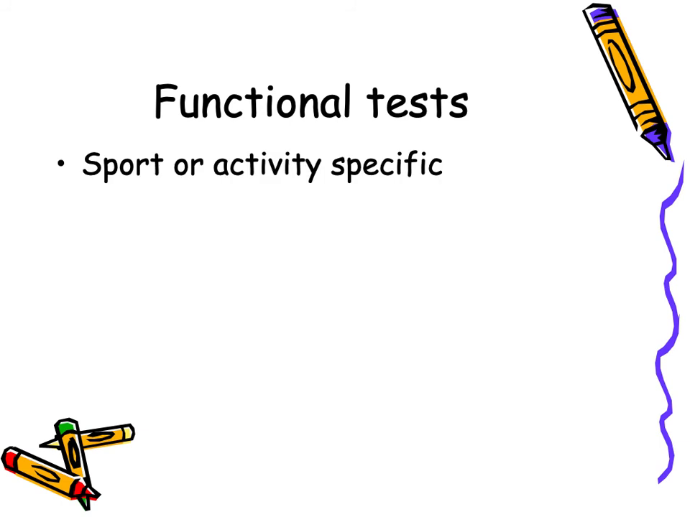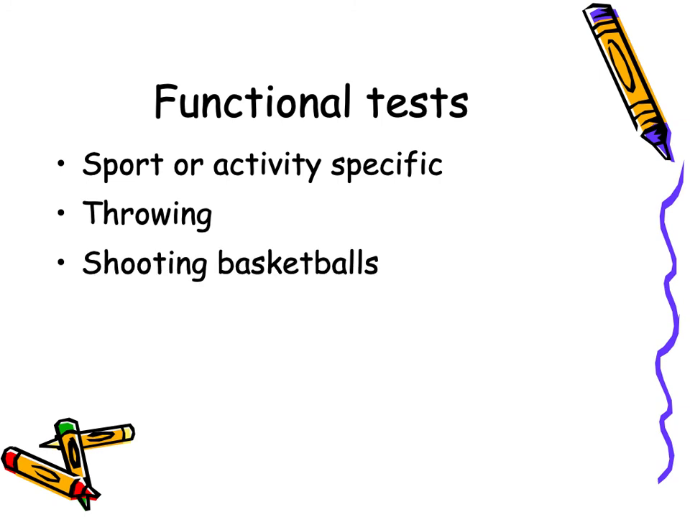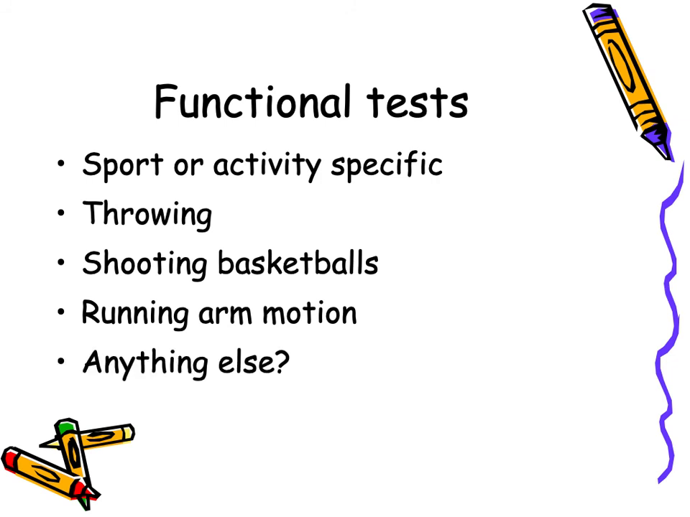Functional tests: sport or activity specific activities such as throwing, shooting basketballs, running motions when they run. Can they move their arms normally? Anything else you can think of? Just check the functionality of their upper body or their shoulder.